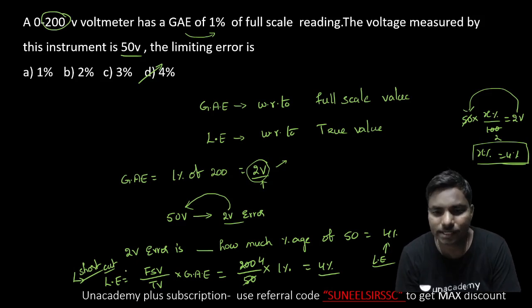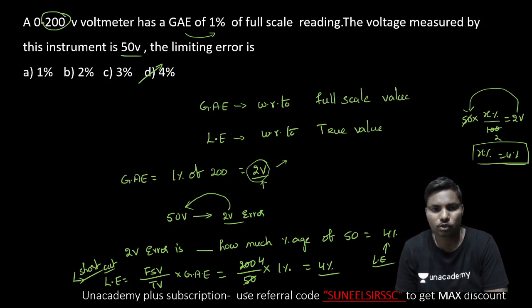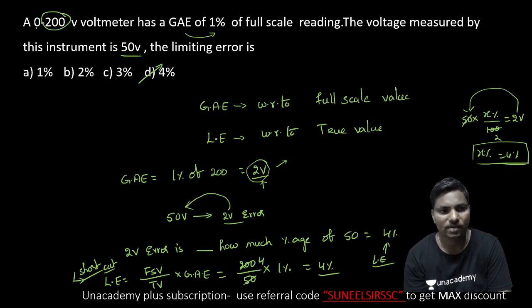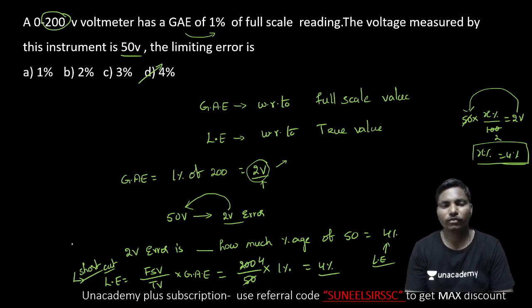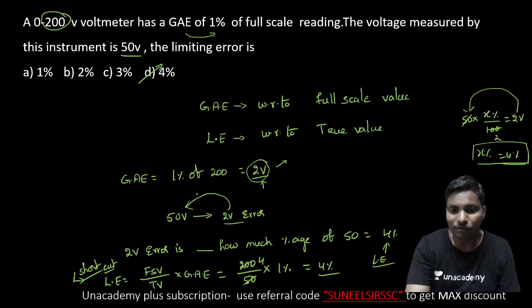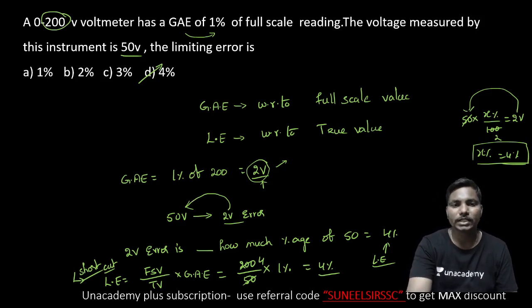Very easy. No need to write the formula also. Just high value by low value into error. High value 200, low value 50. So 200 by 50, 4 into 1%, 4%. Like that you can give the answer very easily. So let us check one more question with the shortcut, then you will understand easily.